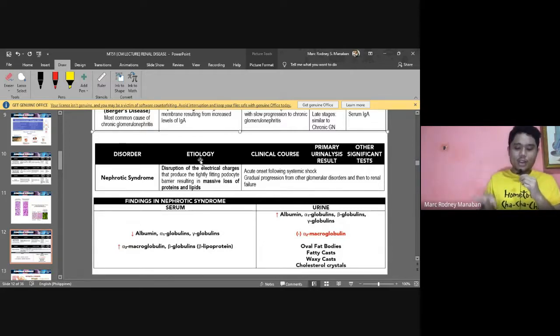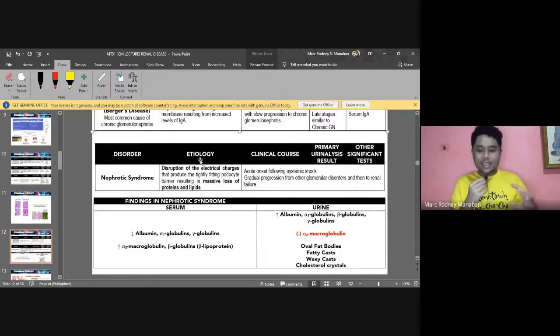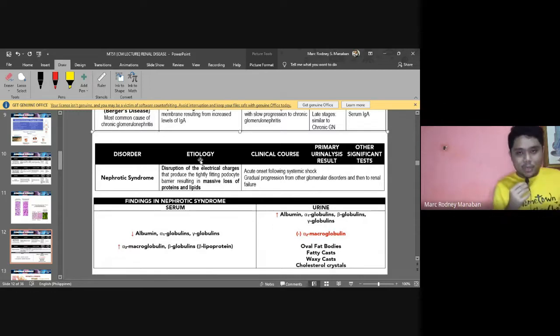All right? And of course, there is an increase in beta globulins, especially beta lipoprotein, which is your LDL. And because of your LDL, there is an increase in lipids, okay? So there is increased lipid production. The reason is not yet fully understood, but it's partly because there's a decrease in albumin, okay?